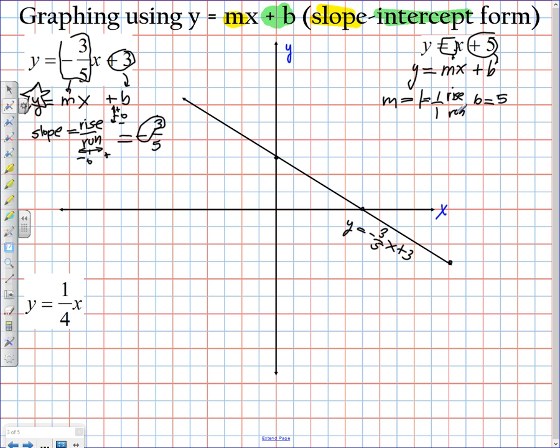So first, y-intercept is 5, go up 5, 1, 2, 3, 4, 5, and the reason why it went up is because it's positive. Now my rise is positive 1, so go up 1, and my run is positive 1. Rise 1, run 1. Connect those points, and that will be your graph.